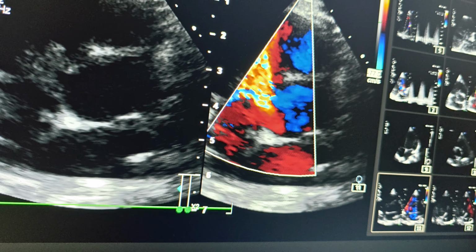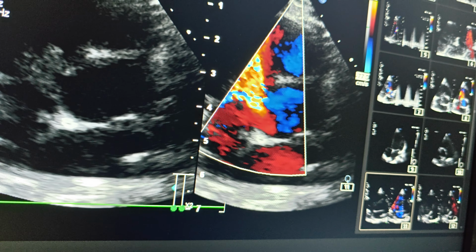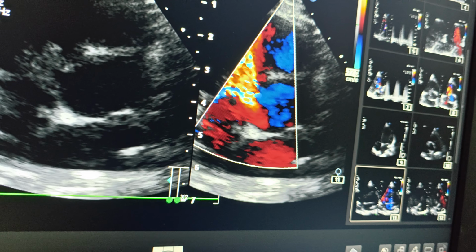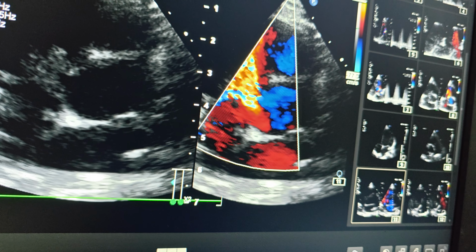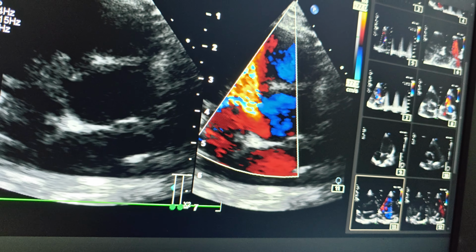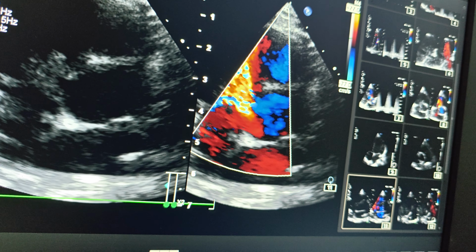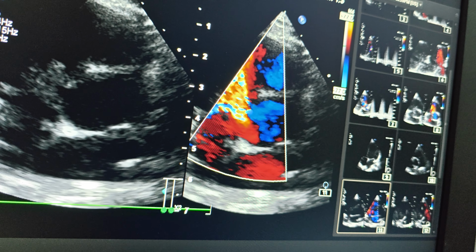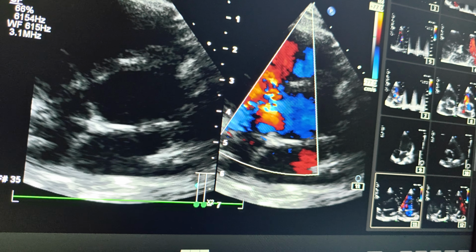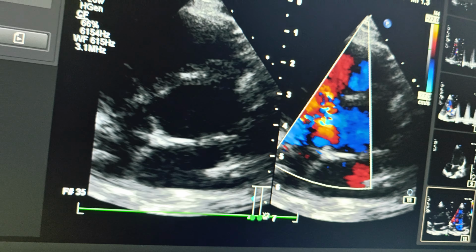So Gerbode defect: the same blood that is coming out of the left ventricle into the right ventricle is entering the right atrium, that is indirect Gerbode, or sometimes it directly enters the right atrium, that is direct Gerbode defect. Direct Gerbode means from left ventricle to right atrium, a direct connection. Indirect Gerbode means from left ventricle to right ventricle and then into right atrium. That is the same blood. But in this case, you can see most probably this is coming into the right ventricle, then coming to the right atrium. So it is indirect Gerbode defect.